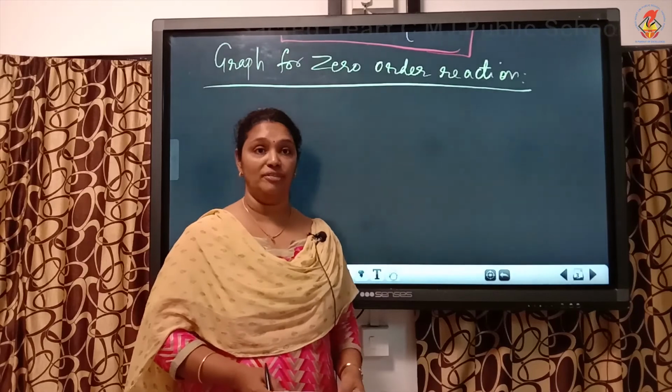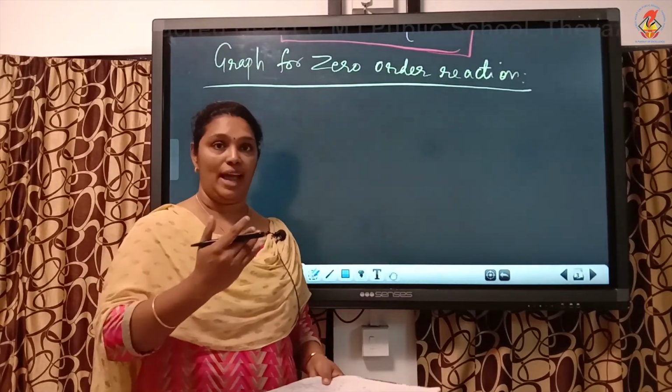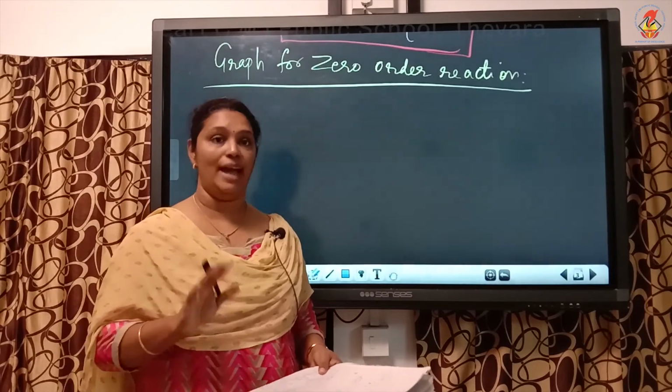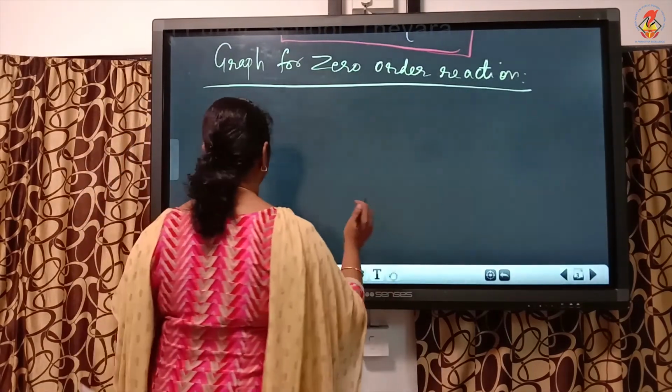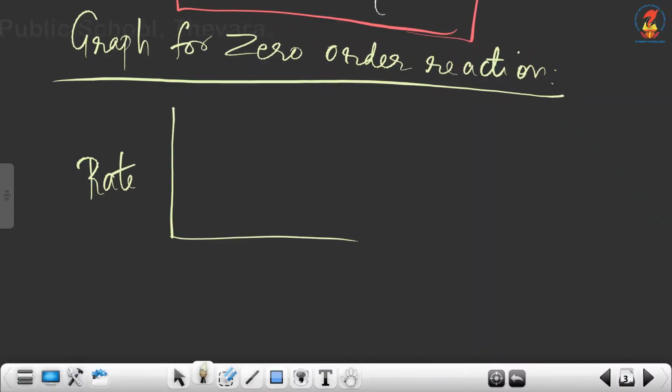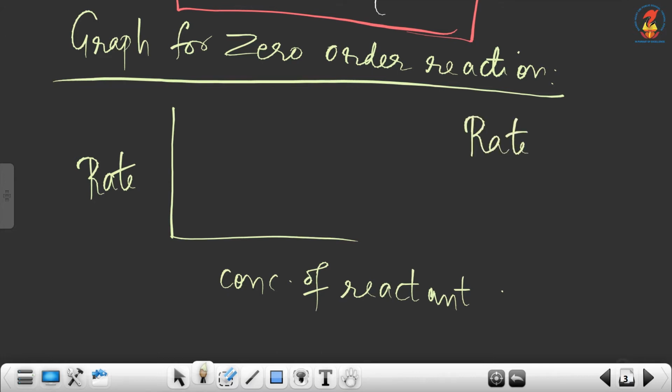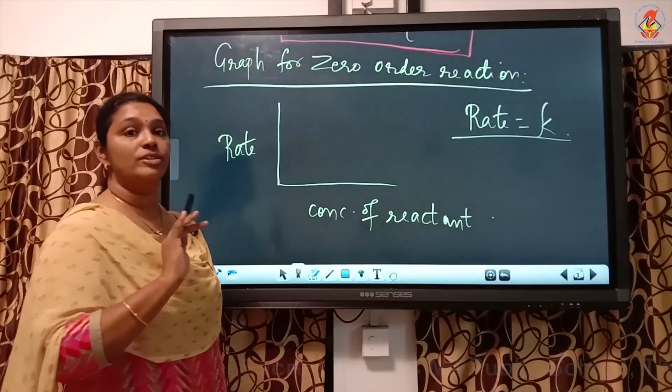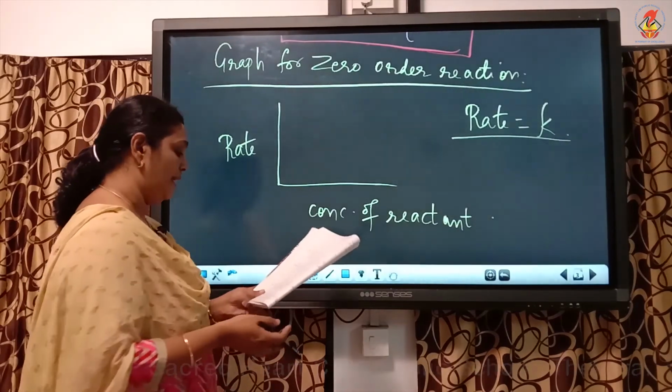So, when we plot a graph between the rate of a reaction against concentration of reactant, let's see the nature of the graph. So, the graph is plotted between rate of a reaction and the concentration of reactant. And this is zero order reaction, and we know for zero order reaction, rate is equal to rate constant, which means the rate of the reaction is independent of the concentration of the reactant. So, in this case, the graph will be a straight line parallel to x-axis.